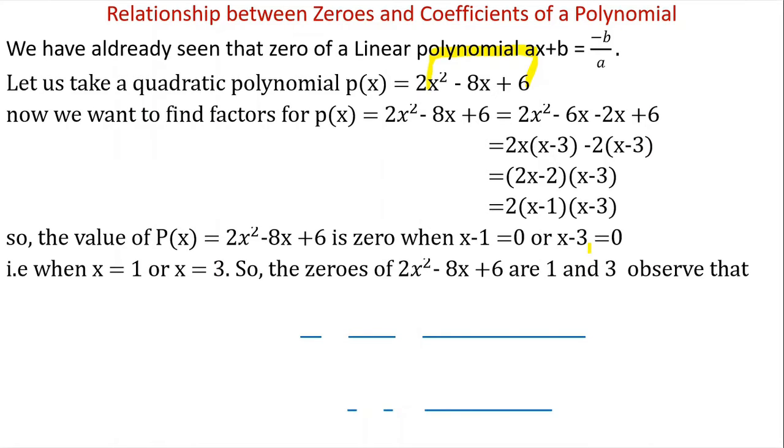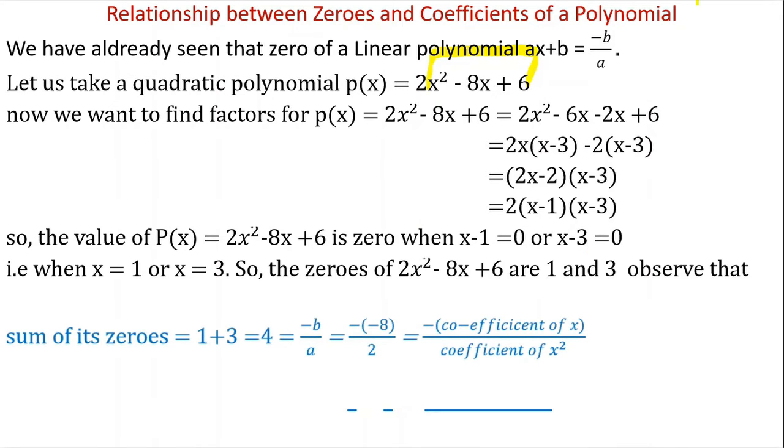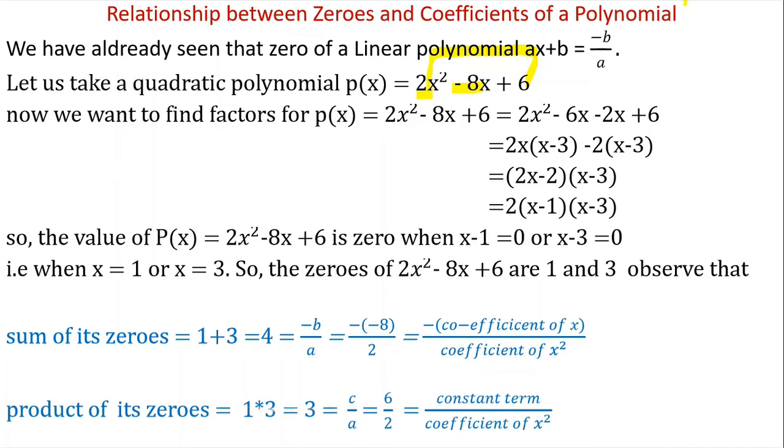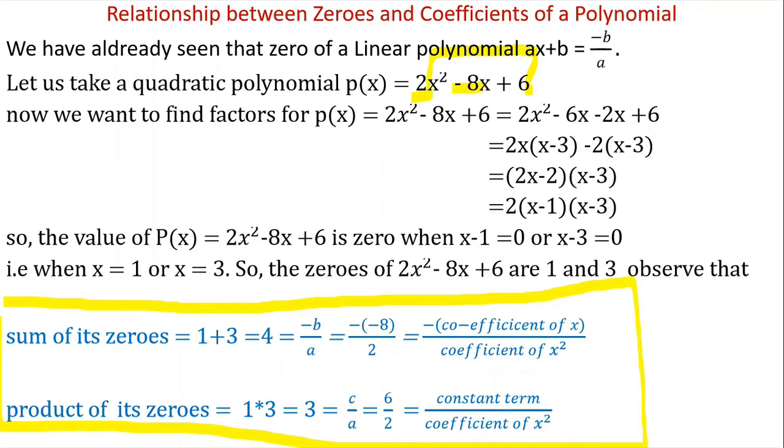Now, observe that the sum of its roots, that is 1 plus 3, is equal to minus b by a, that is, minus the coefficient of x divided by the coefficient of x squared. And similarly, the product of its zeros, 1 into 3, is equal to the constant term divided by the coefficient of x squared. These two notes are very important. You should keep them in mind so that we can solve problems in future exercises easily.